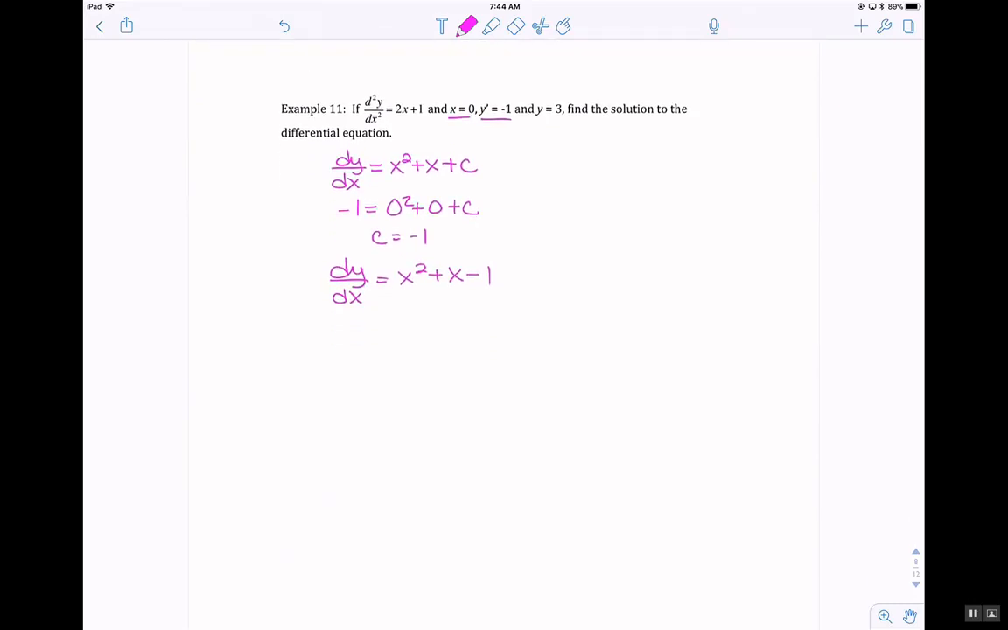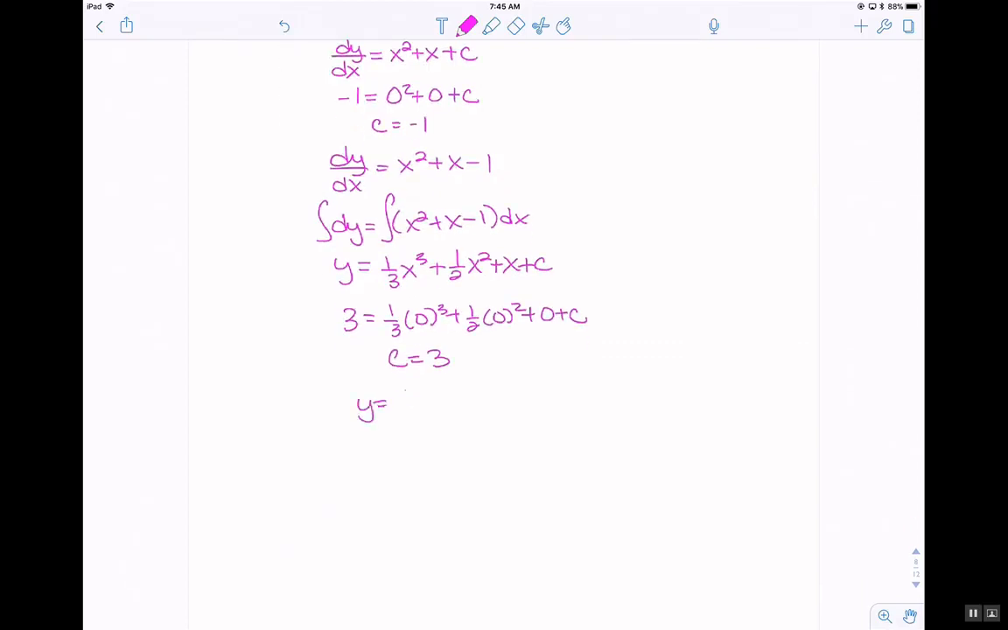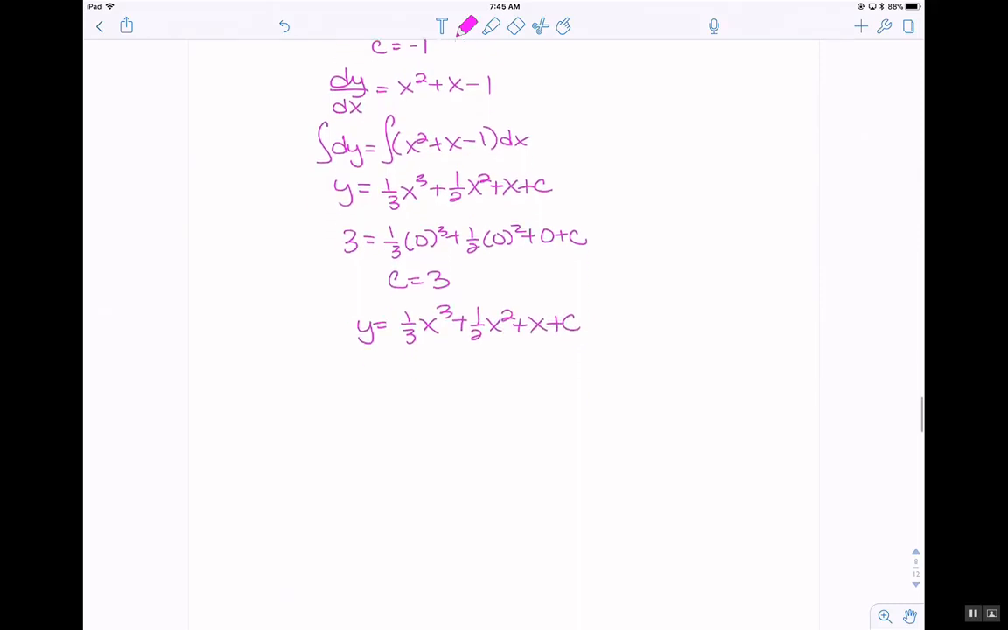And then I'm going to take the antiderivative of both sides by separating the variables. So dy is equal to x squared plus x minus 1 dx. Take the antiderivative of both sides. So y is 1/3 x cubed plus 1/2 x squared plus x plus c. So 3 is equal to 1/3 times 0 cubed plus 1/2 times 0 squared plus 0 plus c. So c is 3. So y is equal to 1/3 x cubed plus 1/2 x squared plus x plus 3. Okay.